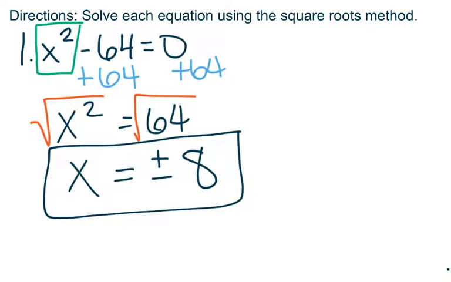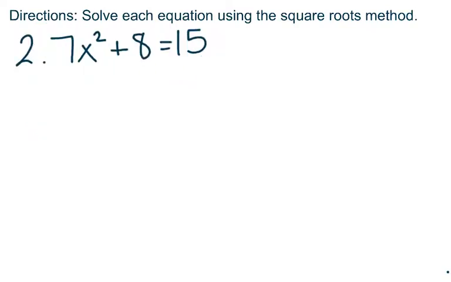Alright, let's do another one. Alright, so notice it doesn't have that bx term. That's what we want. Okay, so we're going to isolate the x squared part. I'm going to highlight it. Anytime anything's being added or subtracted, that's what you want to get rid of first. So we're going to get rid of the plus 8 first. And the way we get rid of adding 8 is subtract it. Whatever you do to one side, you got to do to another side.